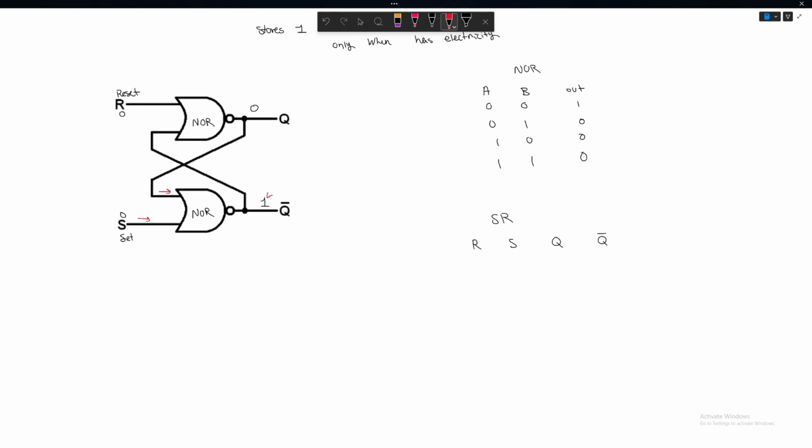And so that gets me a 1. Now, when 1 passes through here, 0 and 1 is 0, right? 0 and 1 is 0. And so when that happens, I get a 0. And as you can see, when R is 0 and when S is 0, my Q is 0 and my Q bar is 1. Now, what about if my S is 1?